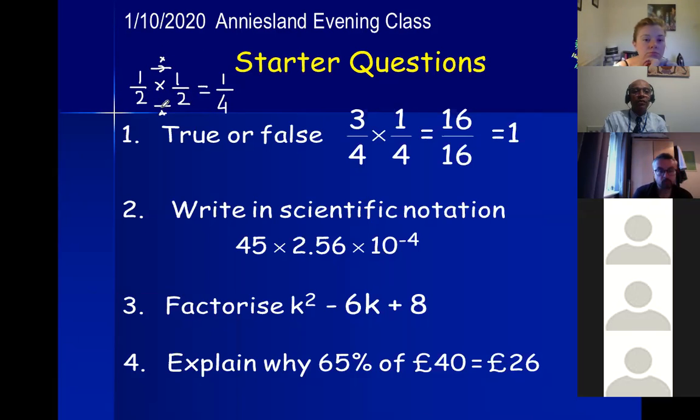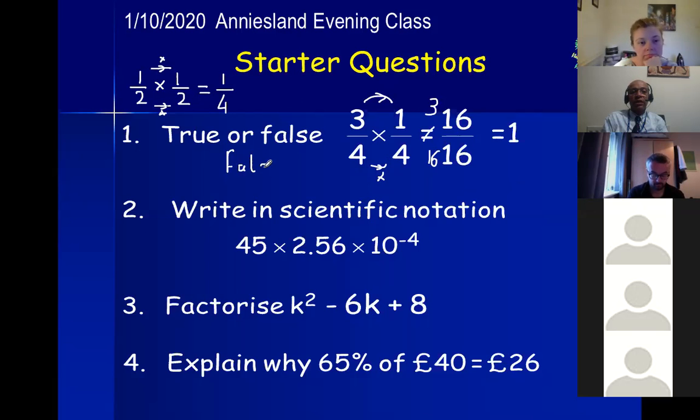So that means whenever you've got to multiply two fractions, you need to times the numerators. 3 times 1, so that should have been 3 here. And then 4 times 4, that should have been 16. Yeah, 4 times 4 gives you 16. So instead of 16/16, it should have been 3/16. And that's why this is not true. So you would say false.